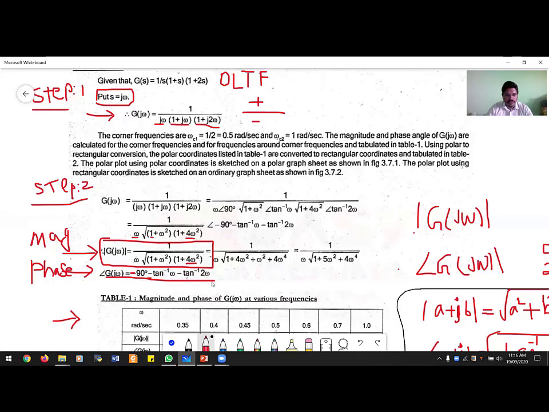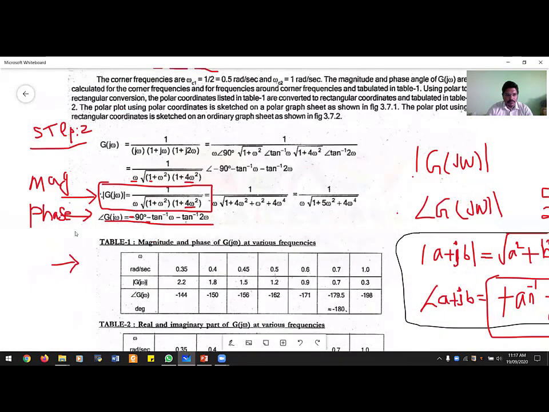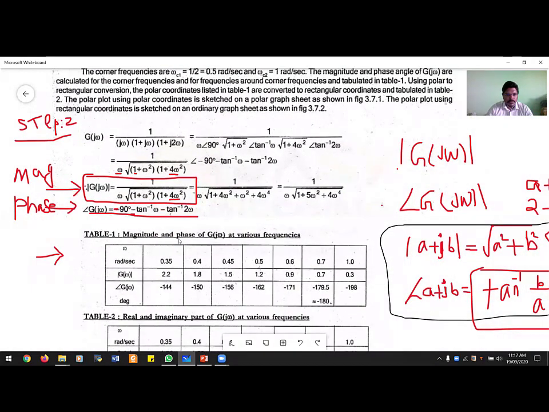Now we have two terms, one is the magnitude term, another one is the phase term. Now you have to construct one table as a function of frequency. We have to write the corresponding magnitude value and the phase value. These two terms are functions of frequency omega. So by assuming omega values, we can get the magnitude value and the phase value.